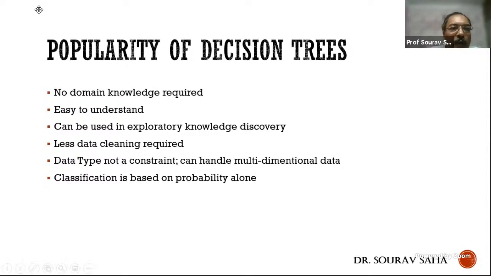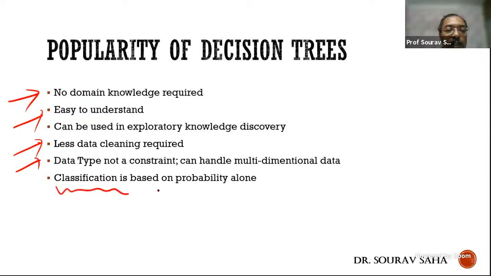So as you can understand why decision tree is so popular, one is no domain knowledge required. Even if we didn't have any idea about the domain knowledge, we could still create the right decision based on some simple mathematical premises. Very easy to understand, less data cleaning required. Data type is not a constraint, it can handle categorical as well as continuous. And sometimes the classification is based on probability alone. Most of the time, that's what we are doing.